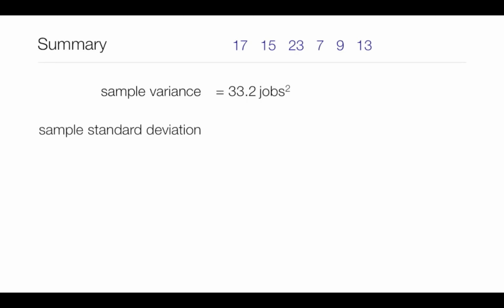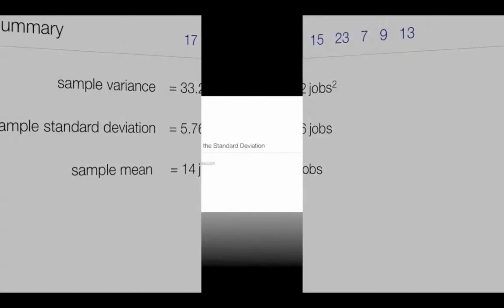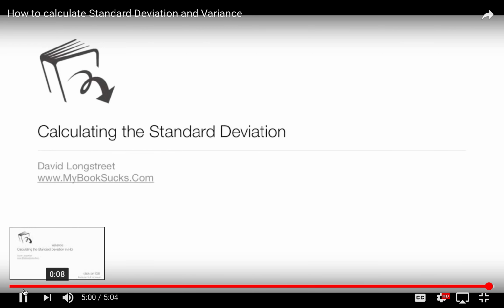Now I'll summarize for you. The sample variance is equal to 33.2 jobs squared. Job squared is a unit. Sample standard deviation is equal to 5.76 jobs. The sample mean is equal to 14 jobs. Notice that the standard deviation and sample mean are in the same units, so they can be compared with each other as well. And this has just been a slight review or introduction to calculating the standard deviation.